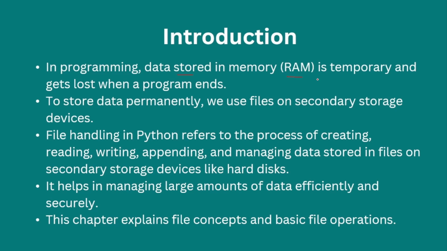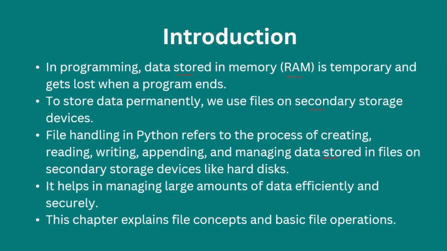Because RAM holds data temporarily, we need a permanent secondary storage. So here, this is the second point. To store data permanently, we use files on secondary storage devices. File handling in Python refers to the process of creating, reading, writing, appending and managing data stored in files on secondary storage devices like hard disk.